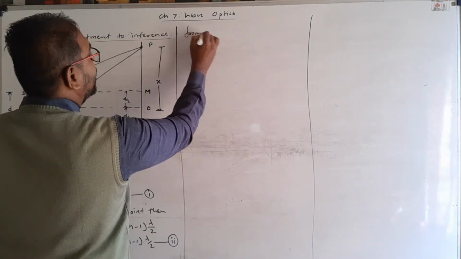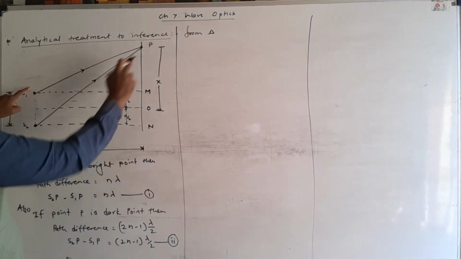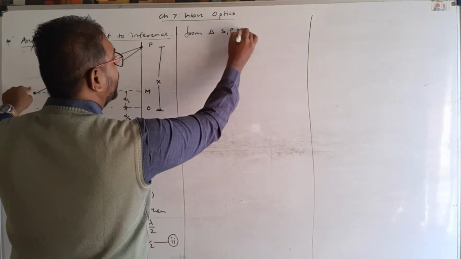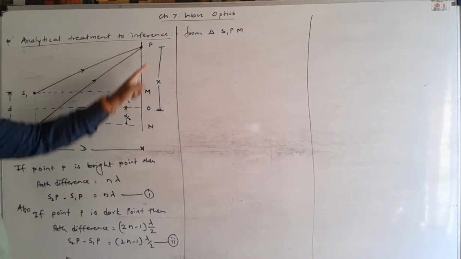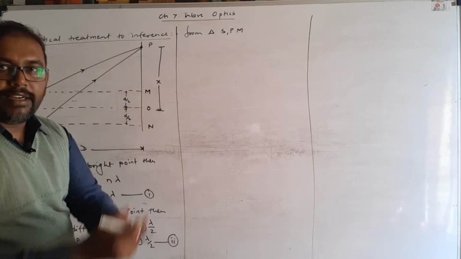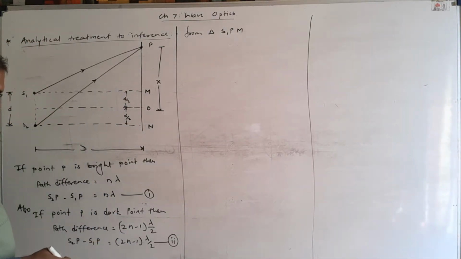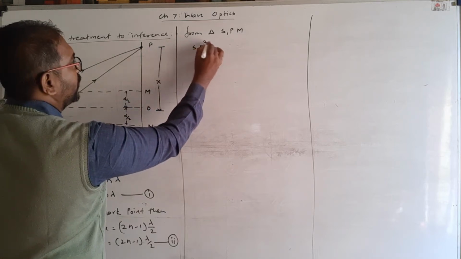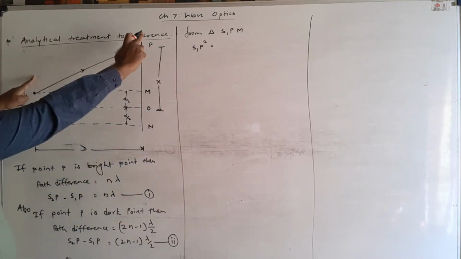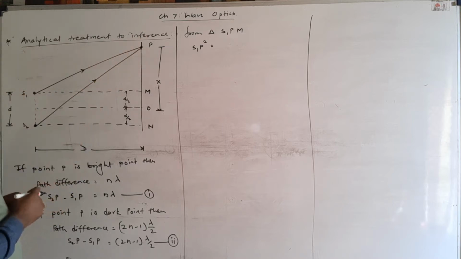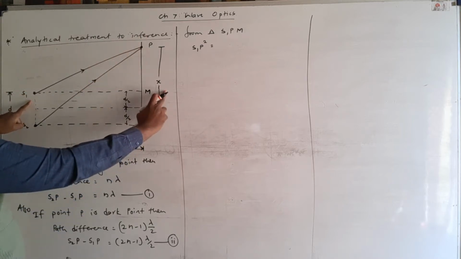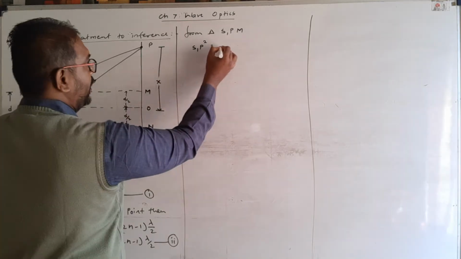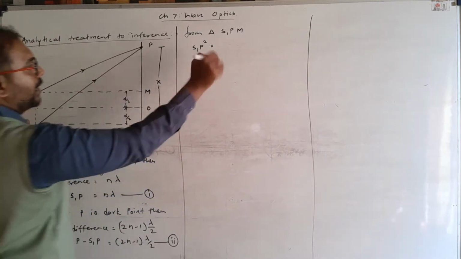From the triangle, I use this triangle S1PM. So see this triangle S1PM. This is a right angle triangle, so we can use the Pythagoras theorem. I can write S1P square is equal to, I write it here, this distance square, that is S1M square.